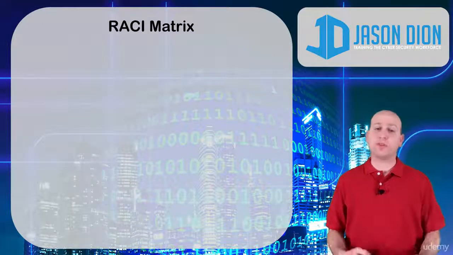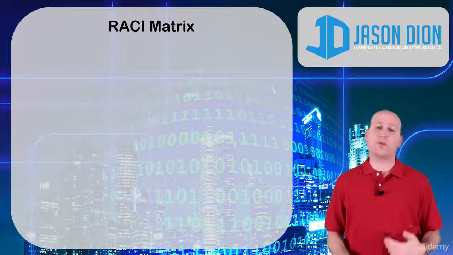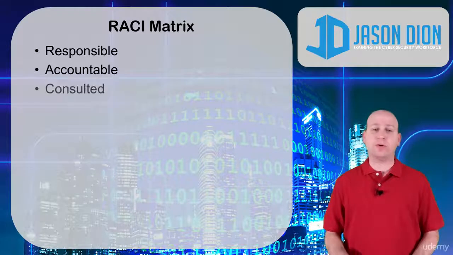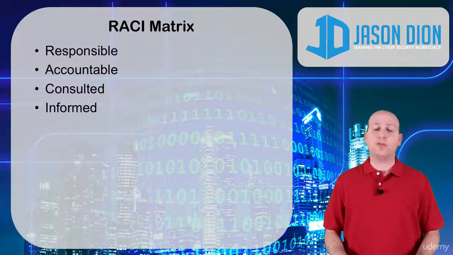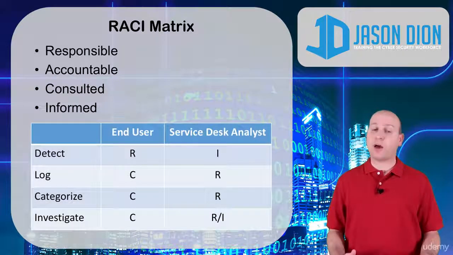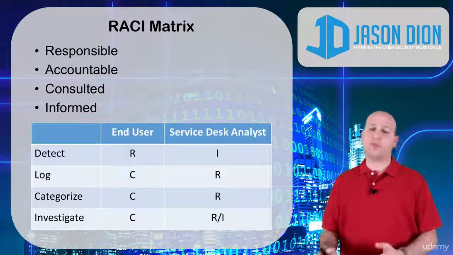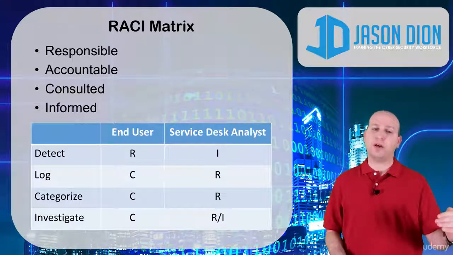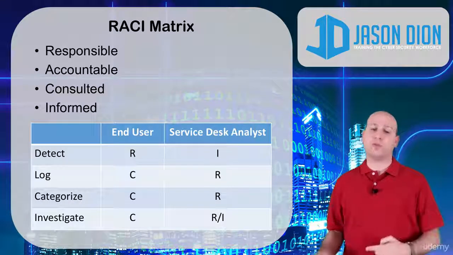So as we talk about this organization, one of the things that really helps is what's called a RACI matrix. Now RACI stands for responsible, accountable, consulted, and informed. So these are the 4 things that somebody could be, and sometimes they're more than one. So for example, I have a small example, just a piece of an incident response here. We have the end user and the service desk analyst. They can detect it. That's the responsibility of the end user. And then they have to inform the service desk analyst.